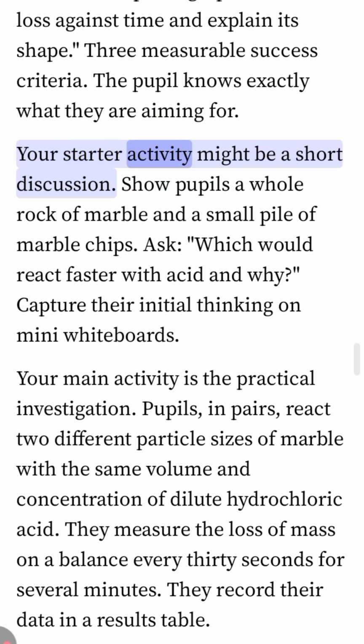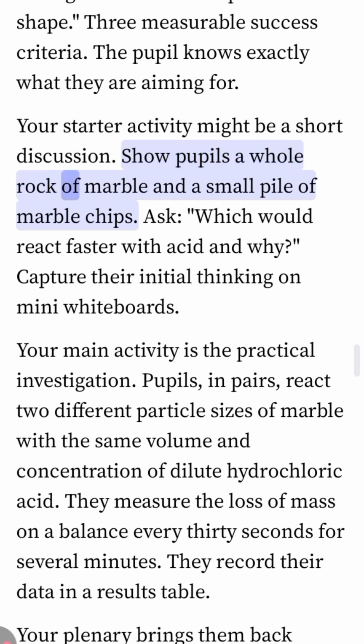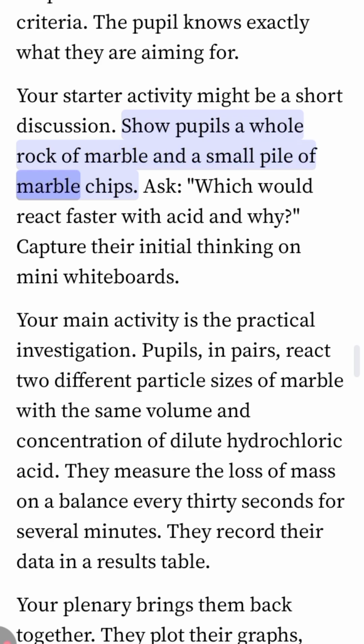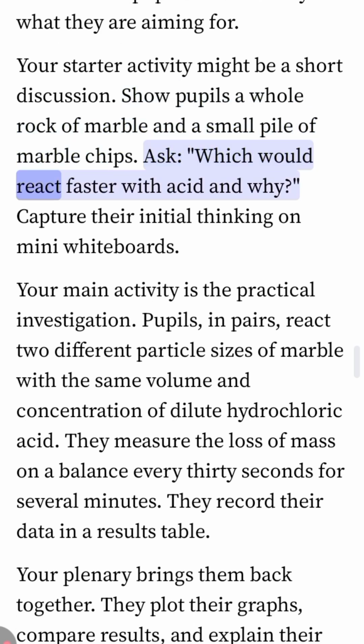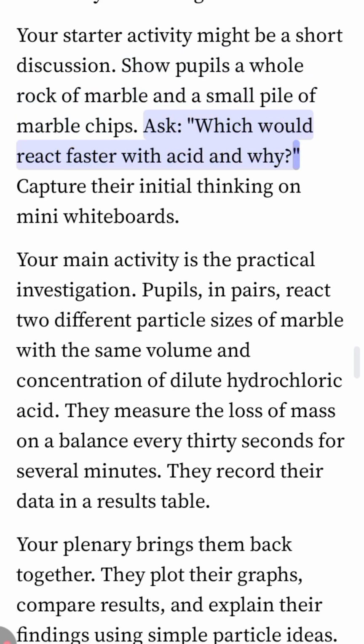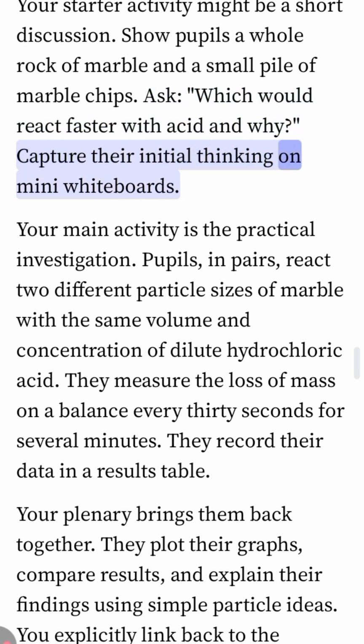Your starter activity might be a short discussion. Show pupils a whole rock of marble and a small pile of marble chips. Ask, which would react faster with acid and why? Capture their initial thinking on mini whiteboards.